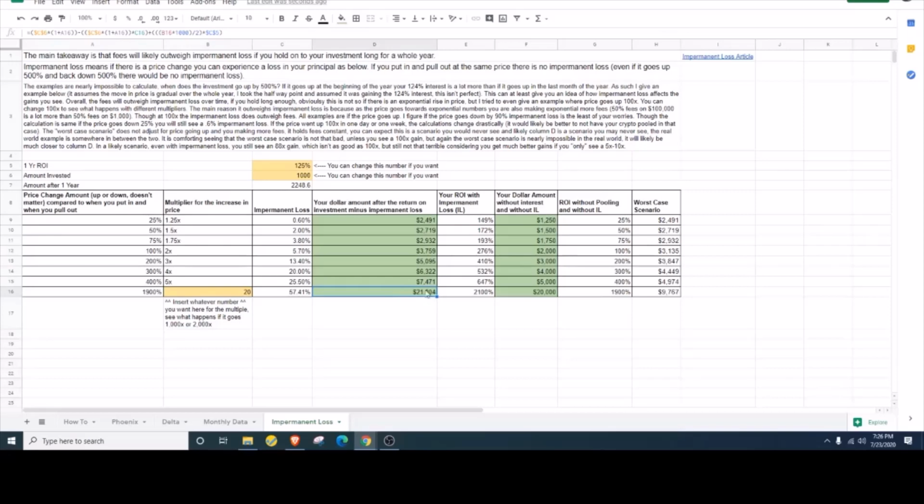Even at 20x though, you're still making out better with fees, unless it 20x's in 1 week at the end of the year. And so this just helps you to understand impermanent loss and see how much of an effect it has. Overall, you'll see that holding in a pool will outdo holding it outside of a pool. The fees outweigh it. Even if it's a worst case scenario, you can still usually outweigh it. Again, unless you start getting into these really large numbers of like 20x, 50x, 100x.